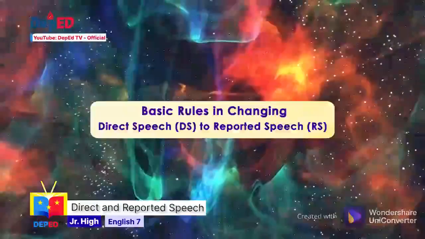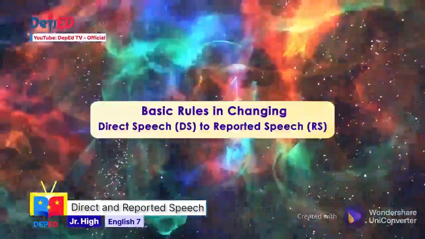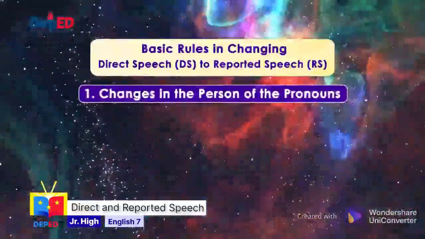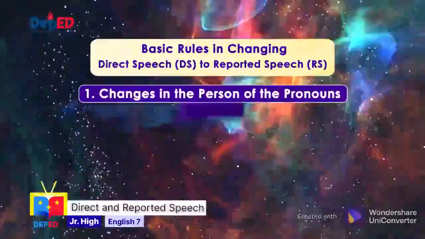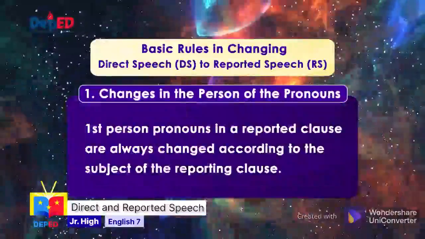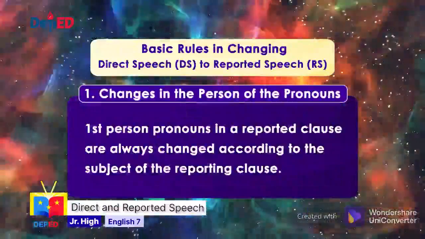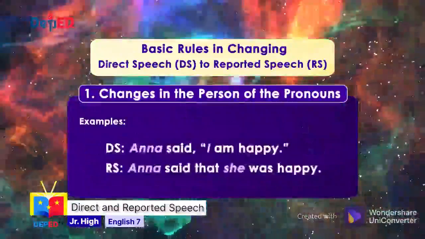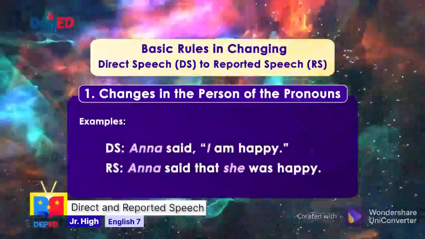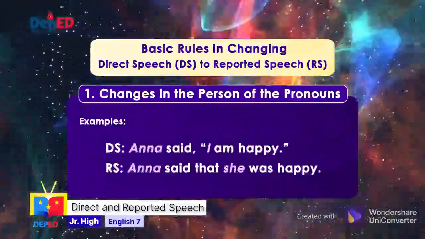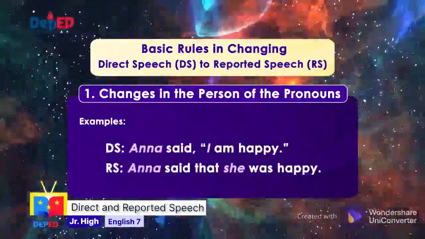Here are the basic rules in changing direct speech, DS, to reported speech, or RS. Number 1. Changes in the person of the pronouns. First-person pronouns in a reported clause are always changed according to the subject of the reporting clause. Examples: DS. Anna said, "I am happy." RS. Anna said that she was happy.